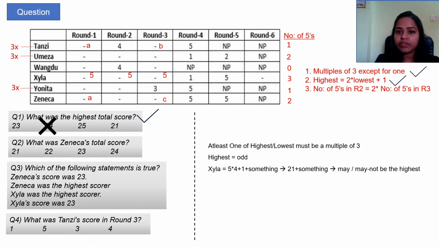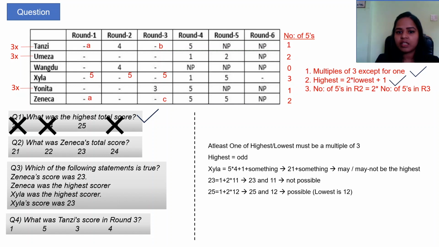So highest score is definitely greater than 21. So 21 is not the answer. So now let's look at 23 and 25. In case of 23, if 23 is the highest score, 11 is the lowest score, and both are not multiples of 3, and this is not possible. So the answer is 25.